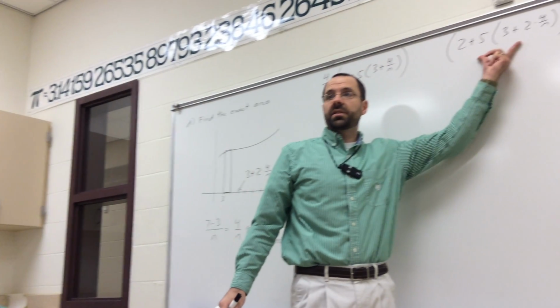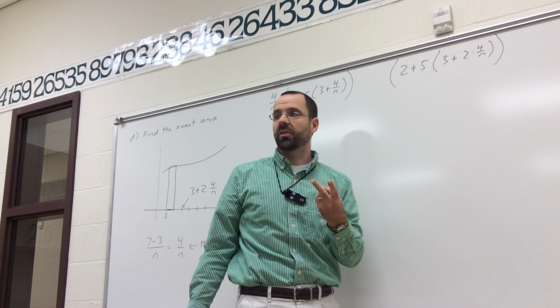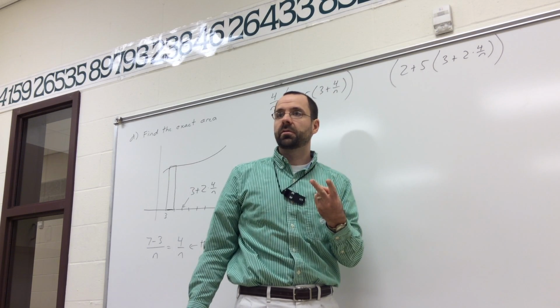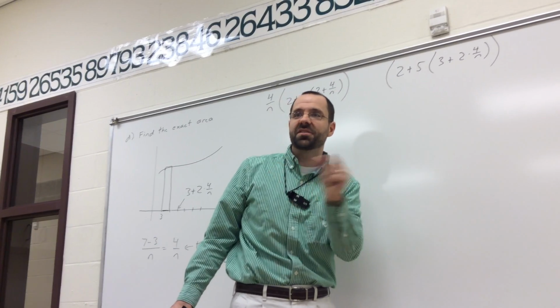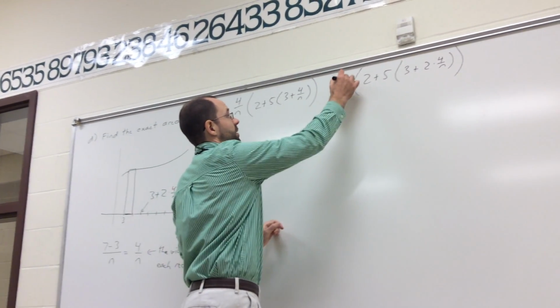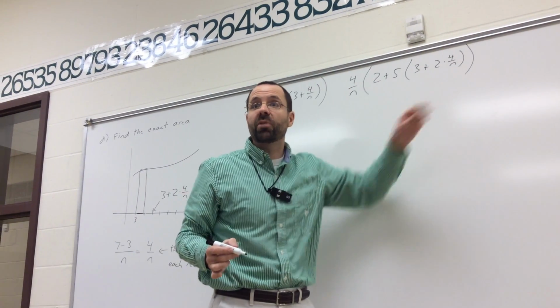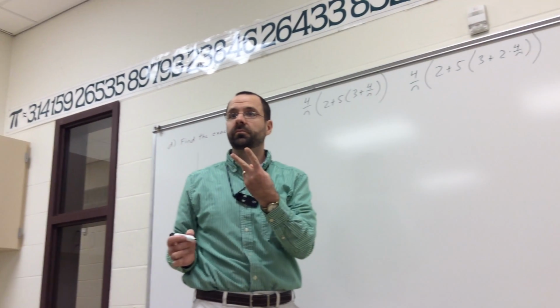So this mess is the height of rectangle number 2. What's the width of rectangle number 2? 4 over n, because the width is consistent, right? Every time the width is 4 over n. So if I take that height times that width, then I get the area of rectangle number 2.